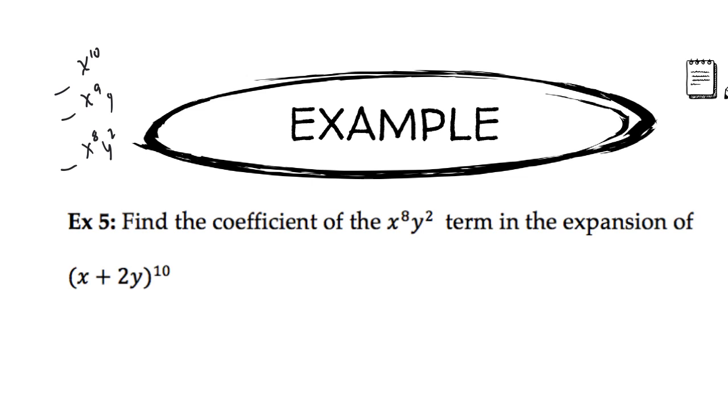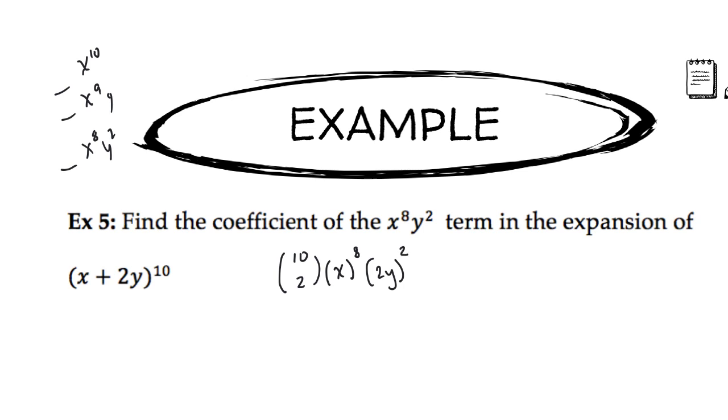It's also important to notice that when we're talking about the third term, we're saying k equals 2 in the formula. And so the coefficient of the x to the 8th y to the 2nd term can be found by doing 10 choose 2, and I'm going to keep the x in here for now. That would be x to the 8th and 2y, I'll keep the y in as well, to the 2nd power.